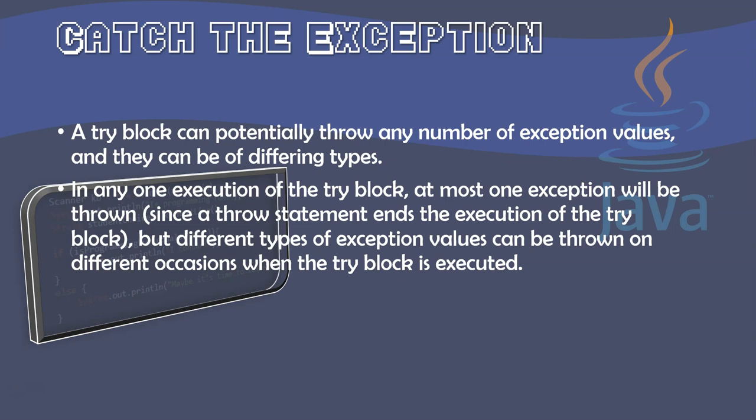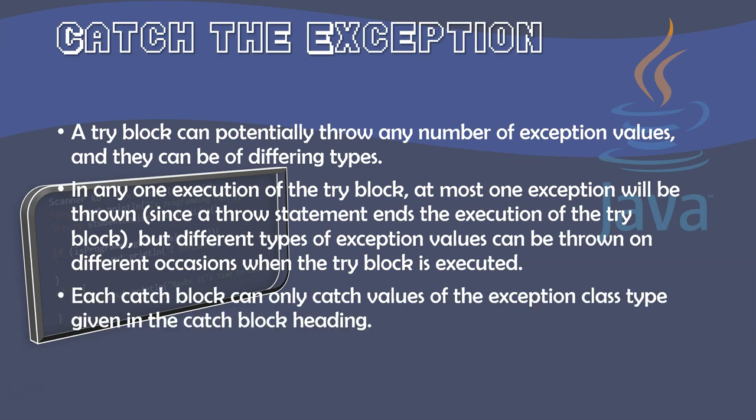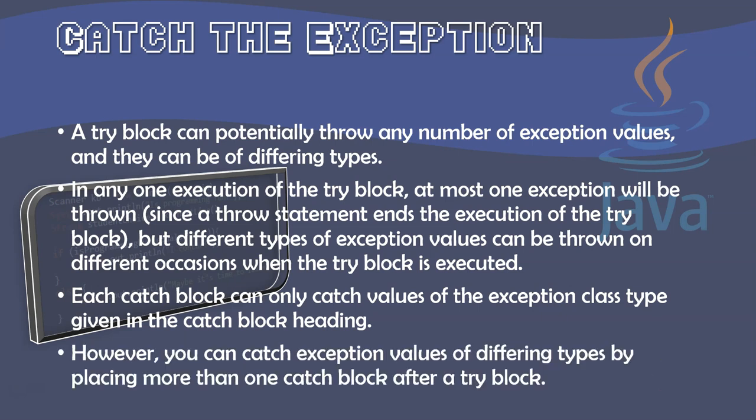But since we have different types of exception values that can be thrown on different occasions when that try block is executed, each catch block, therefore, can only catch those values of the exception class type given in that catch block heading. So when you throw, for example, an input mismatch, it's only going to be handled by an input mismatch exception. Now, we can, of course, catch exception values of different types by placing one catch block after another for that try block. So, for example, you can have an input mismatch, you can have a division by zero, you could have just the regular exception class.